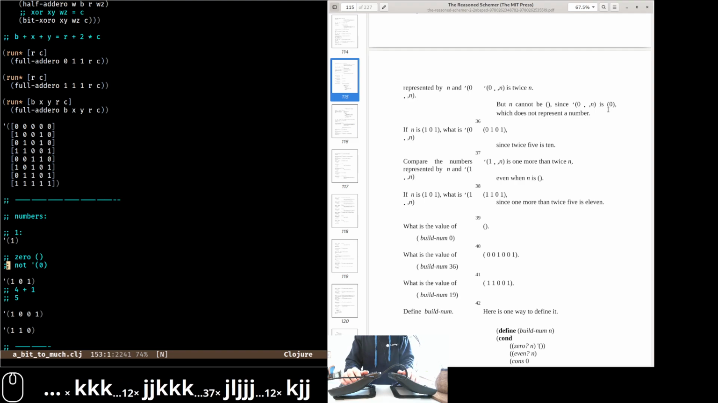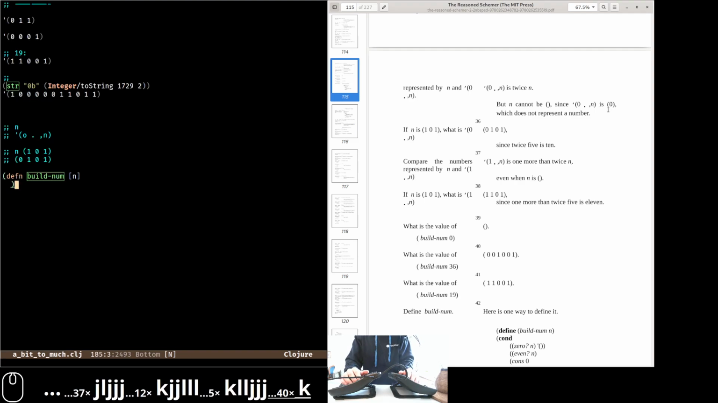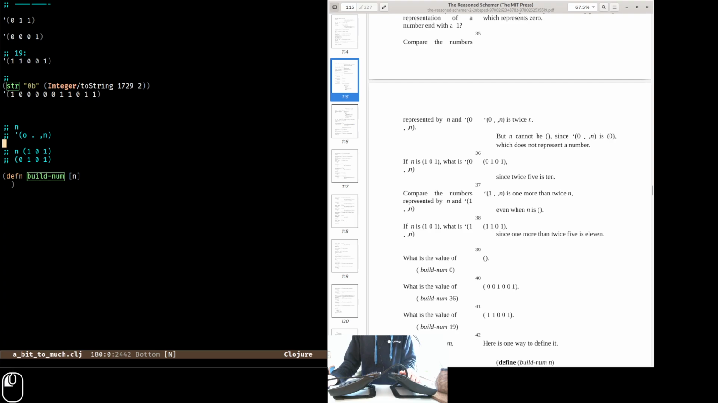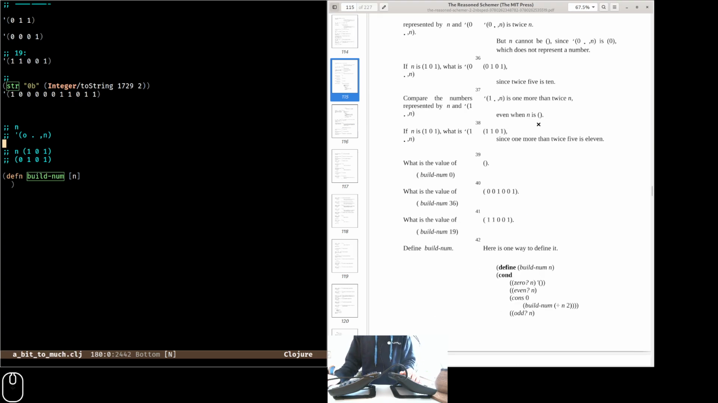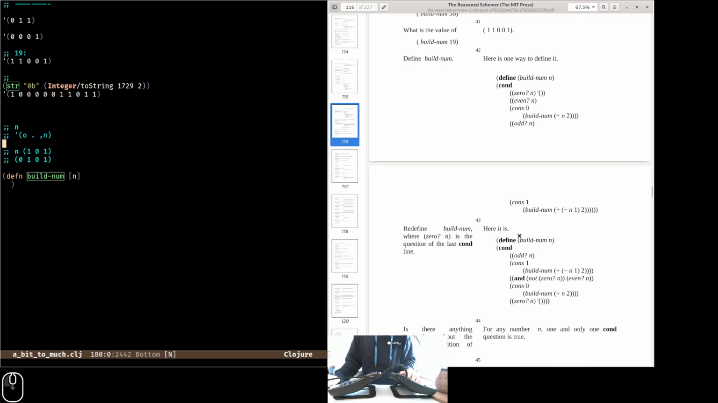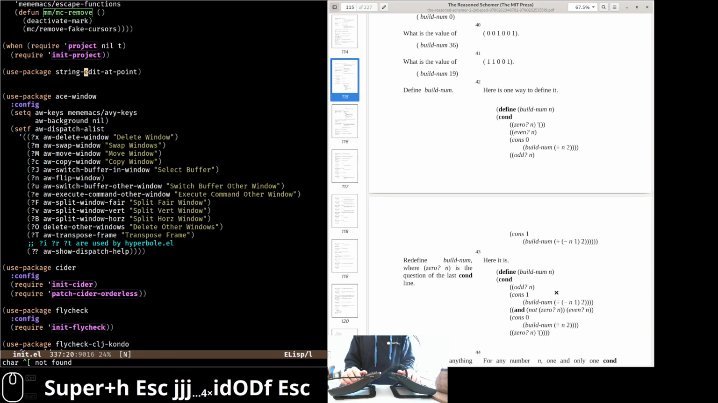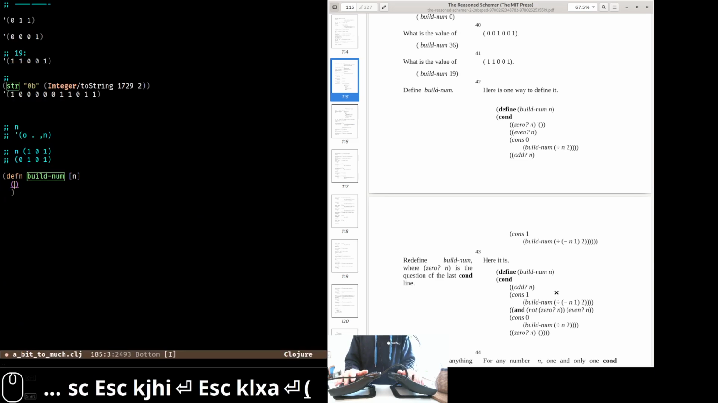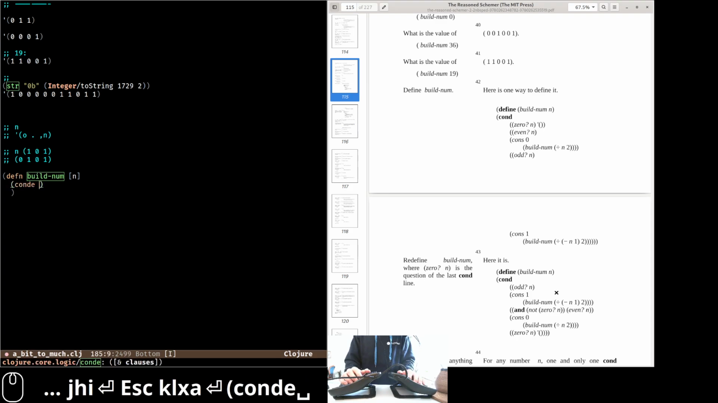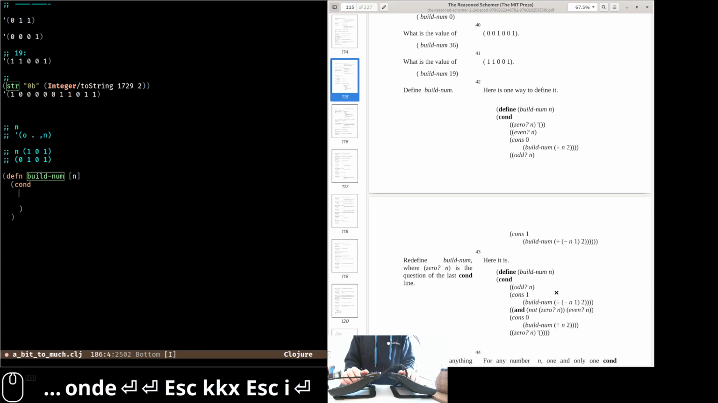Because 0 is represented by the empty list. This is just convention or definition. If I add a 1, then I say times 2 plus 1. So yeah, let's think about a function called bird num. Okay, I'm going to write this in Clojure, of course.